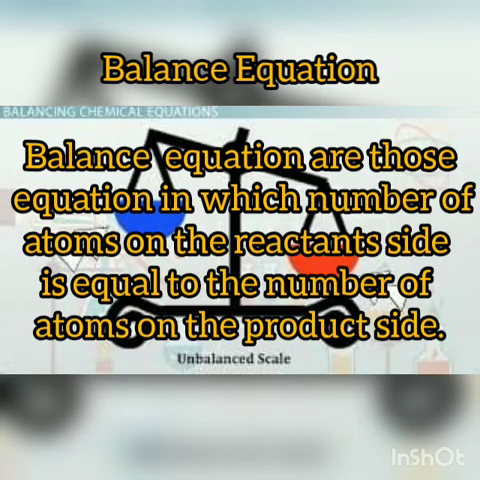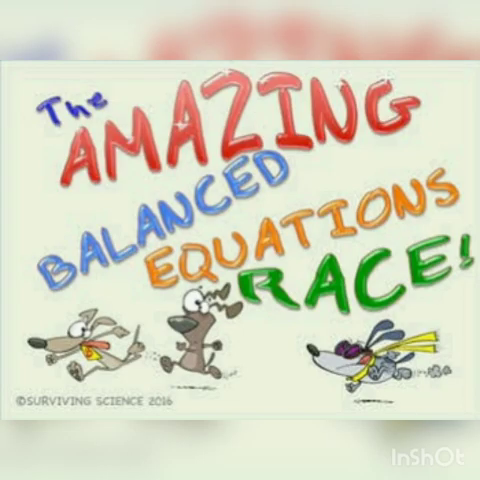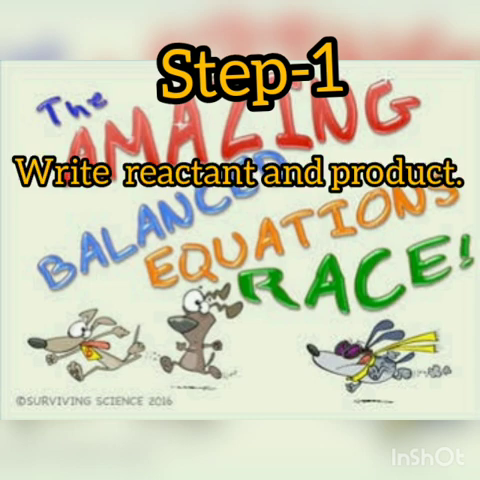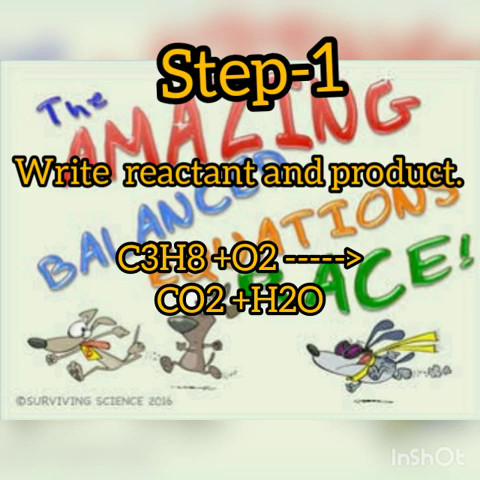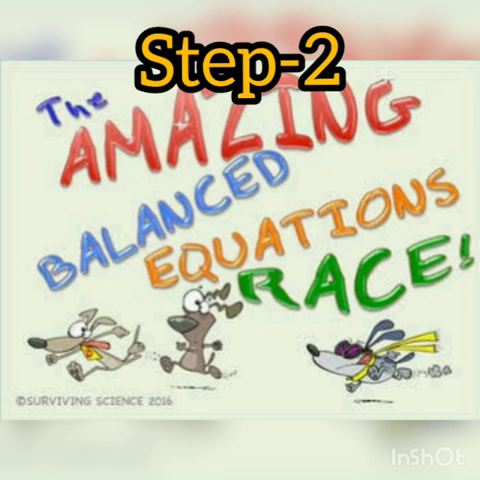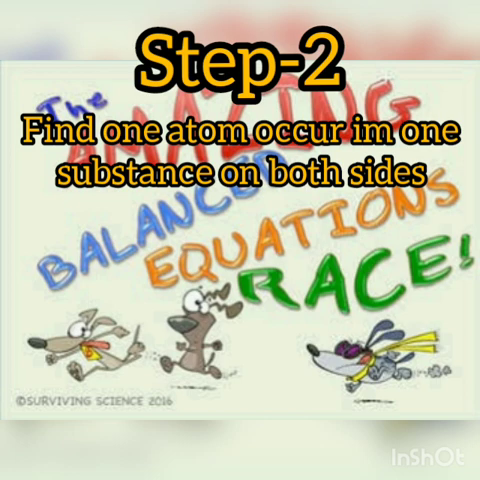Balanced equations are those equations in which the number of atoms on the reactant side is equal to the number of atoms on the product side. So let's see how we can balance the equation. Step 1. Write the reactants and products. For example, C3H8 plus O2 gives out CO2 plus H2O. Step 2. Find one atom that occurs only in one substance on both sides.